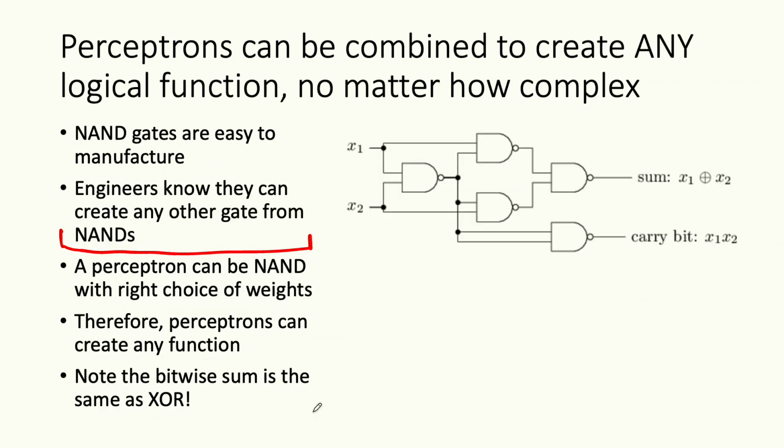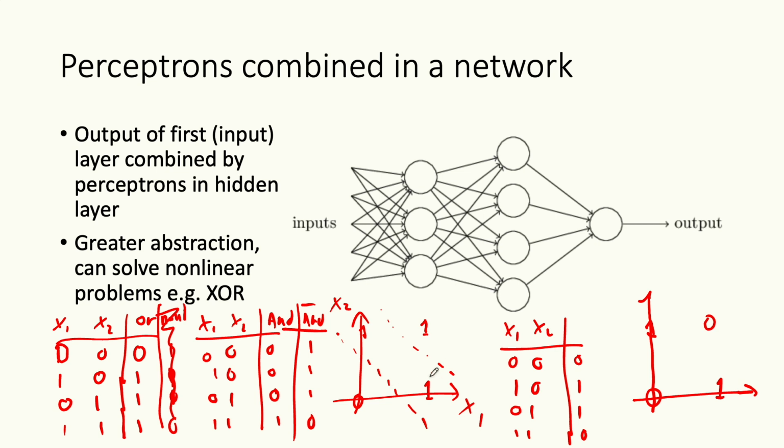Anyway, you can create any gate from NANDs, and a perceptron can create a NAND, right? Because I already argued that it could generate an AND. So a NAND is just the negation of that. It just means that everything on the lower side of this line would now be a 1, and the top right would be 0.